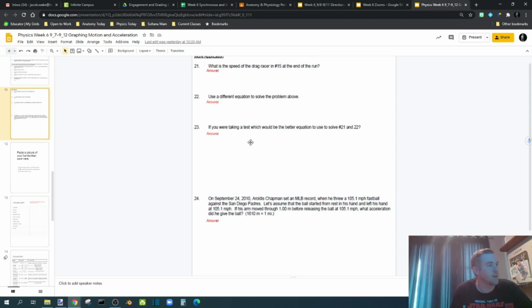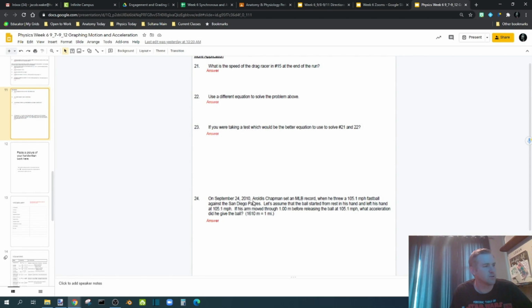Now 23 says, if you were taking a test, which would be the better equation to use for 21 and 22? I don't know. I think you need to look at the equations and see which one you think would be easier to use. You might be able to come up with a little easier, a little bit better. Check out your sig figs, see if there's more or less sig figs. That might be the answer, or it might help you with that answer.